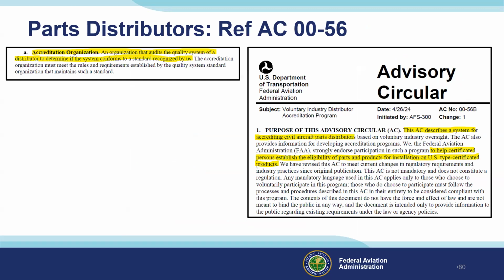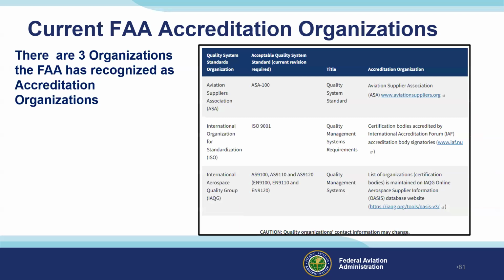So parts distributors. If you reference AC 00-56, it talks about how the FAA establishes accreditation organizations. And these are organizations that can audit distributors to make sure they conform with the FAA standards. And currently, they only list 3 organizations that the FAA has recognized as an accreditation organization. They're listed there.